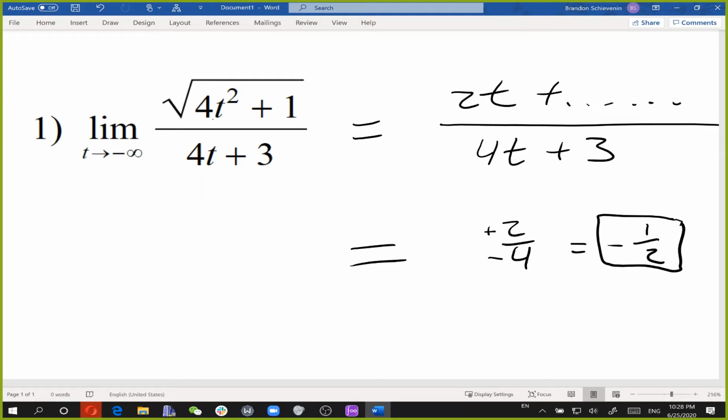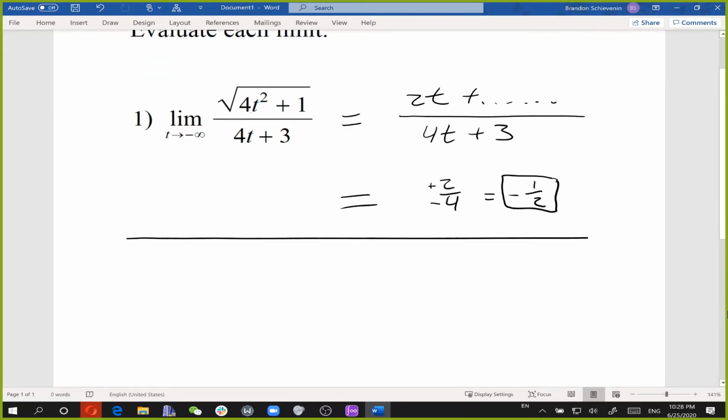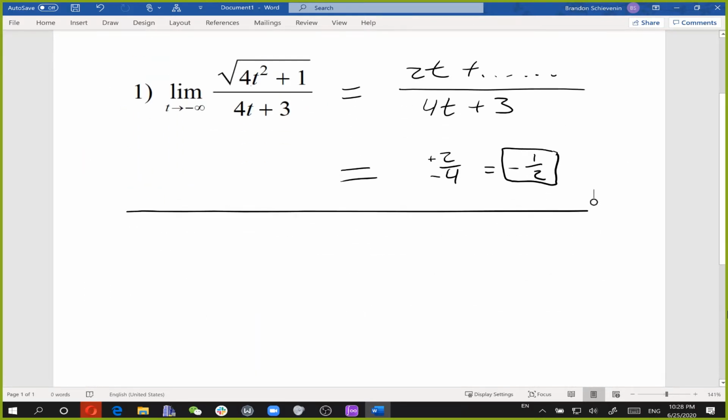Okay. I am going to try to solve this through L'Hospital's rule, since that's what you were doing earlier. So let me do that really quick. Same problem, different method. If I wanted to solve this with L'Hospital's rule, this is the limit as t approaches negative infinity of the square root of 4t squared plus 1 over 4t plus 3.